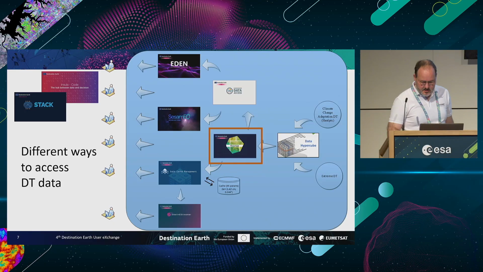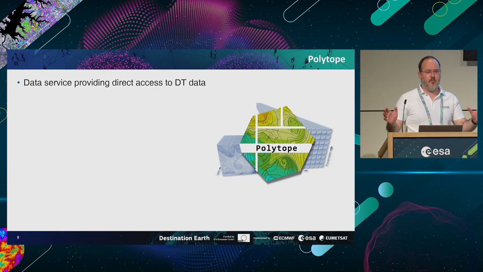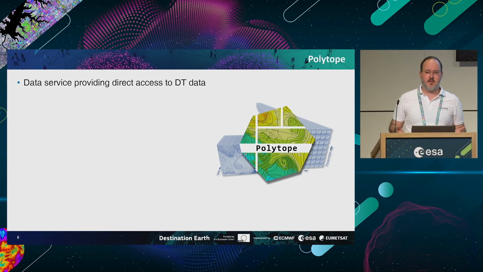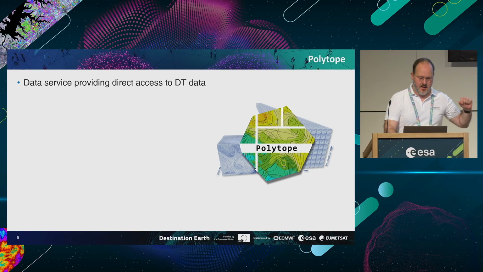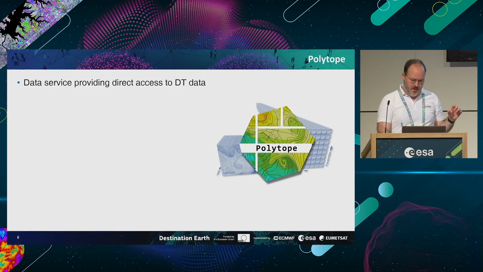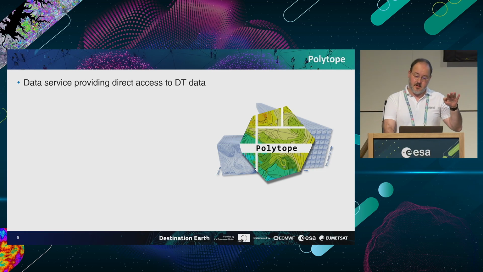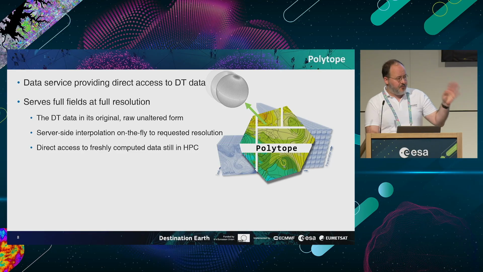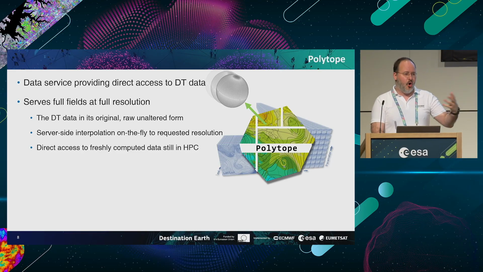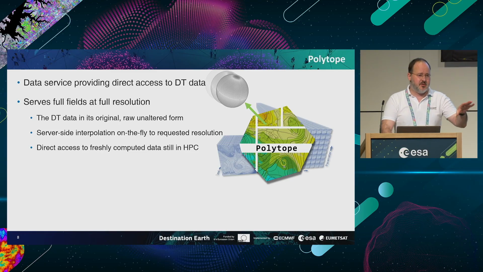Right. As Ines was saying, we have a broad user base, and therefore we have many ways of accessing the data. Polytope is at the back end, and other ways are then built on top. Why would you want to use Polytope? What you get with Polytope is direct access to the data in its native format, at its full resolution, raw, unaltered. If you are a scientist wanting to get to the data that hasn't been touched, that's maybe the way. But there's a little bit more.